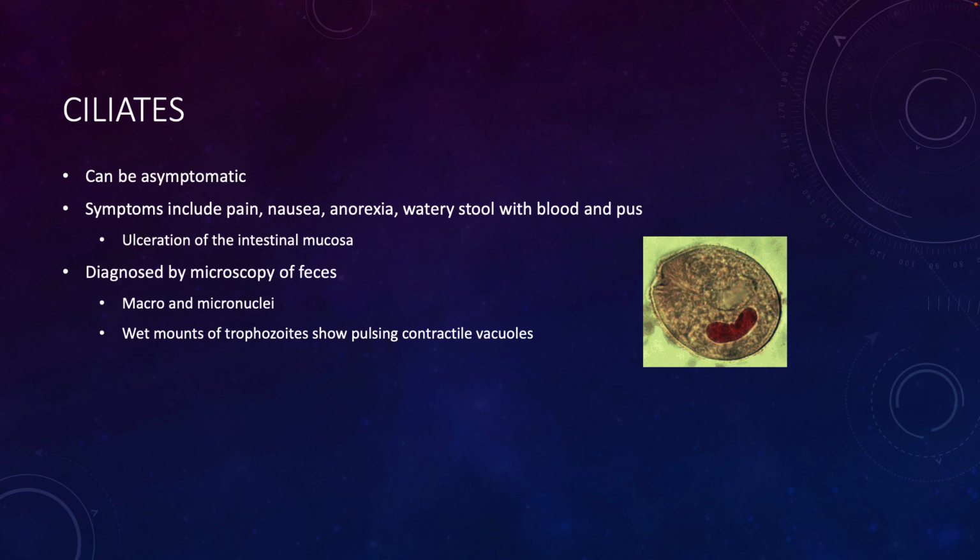It would be diagnosed by microscopy of the feces, and you're looking for a ciliated eukaryotic cell that has macro and micro nuclei. If you do a wet mount, you can see the contractile vacuoles opening and closing. And for these, the drug treatment of choice is tetracycline, but of course, hygiene and sanitation are the best preventatives.